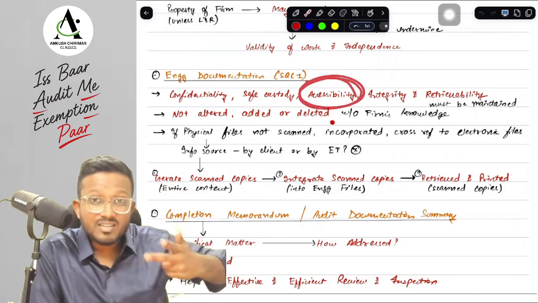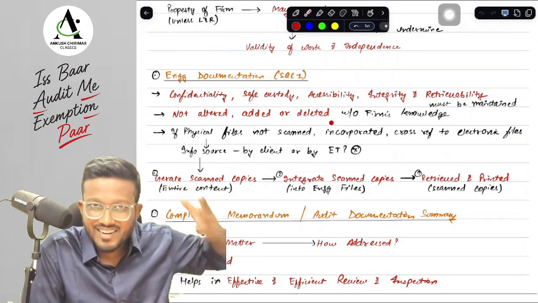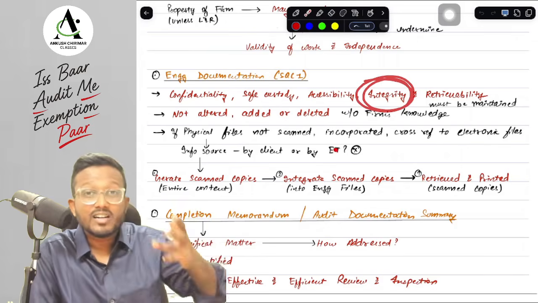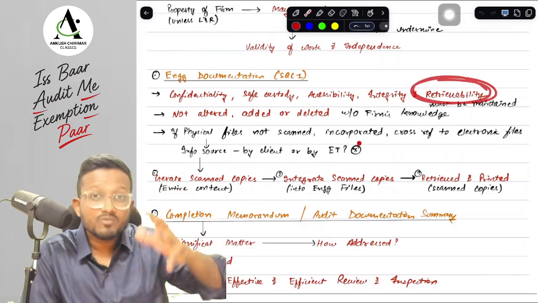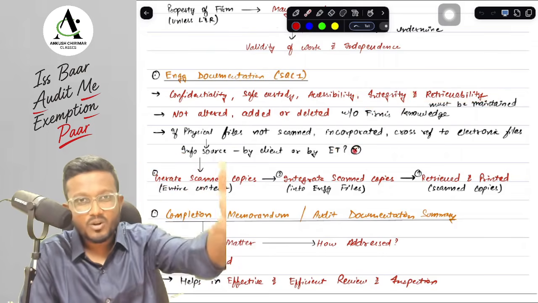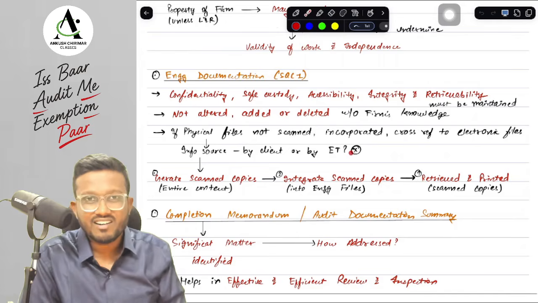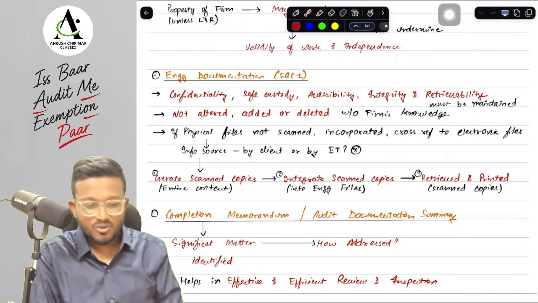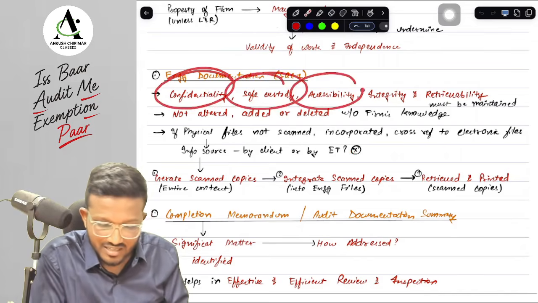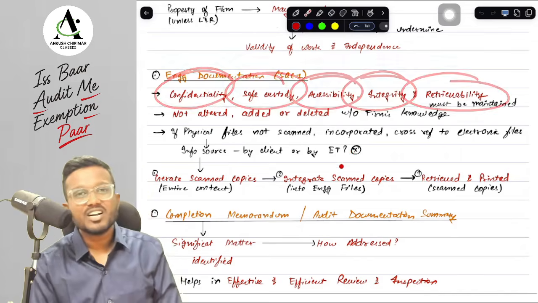Next, there should be accessibility, which means it should be accessible as and when required. Next is integrity, which means there should be no unauthorized changes in the audit documentation. And last is retrievability, which means you need to keep backups, so that if you want to retrieve the audit documentation, you can directly retrieve it. So there are 5 features of the audit documentation that we need to maintain: confidentiality, safe custody, accessibility, integrity, and retrievability.